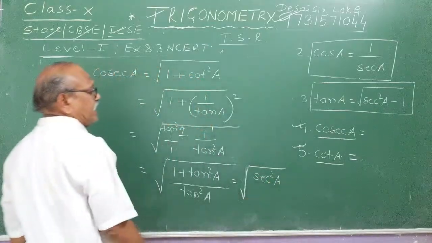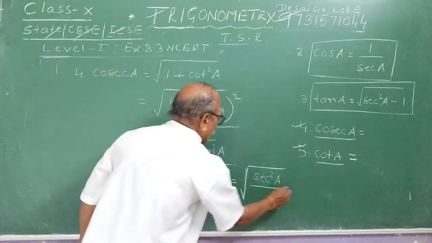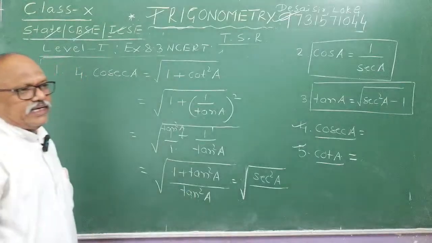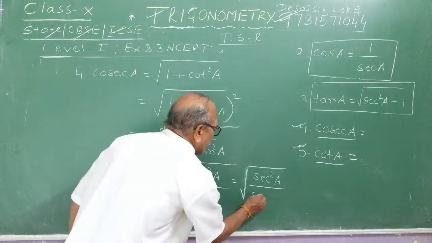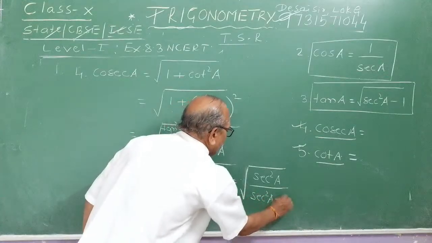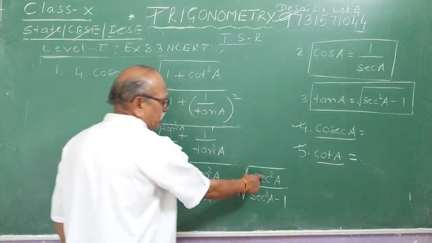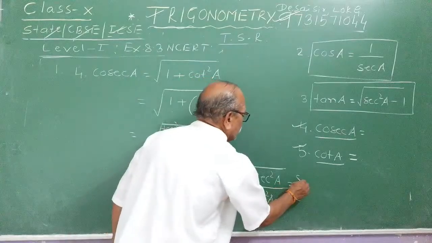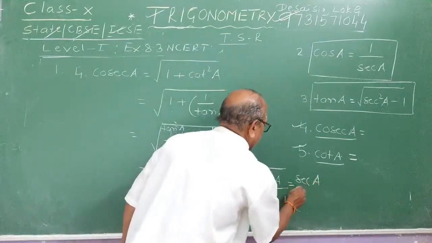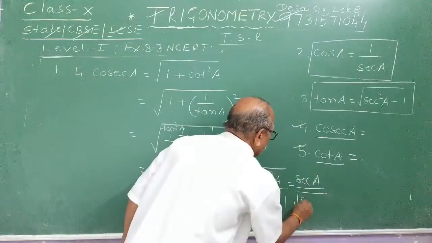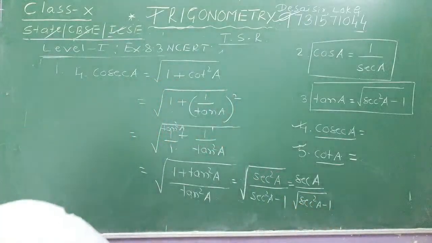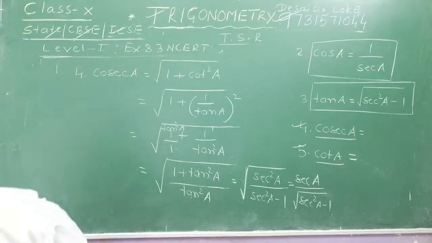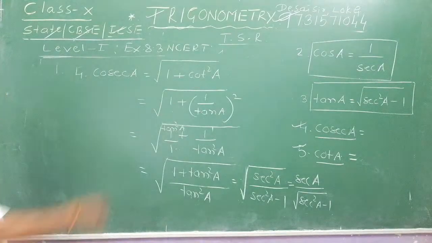Our aim is to write it in terms of sec. Can you write tan square a? Check in the identity. How do you write tan square a in terms of sec? You write it as sec square a minus 1. The numerator is a perfect square, so that will come out. You will write it as sec a divided by root of sec square a minus 1. This is how you can convert.